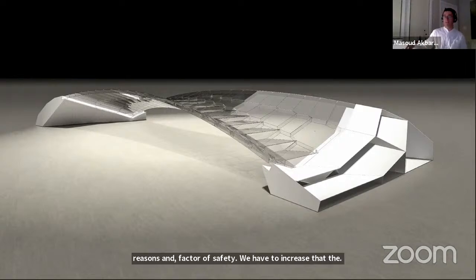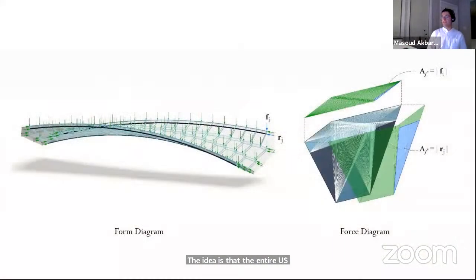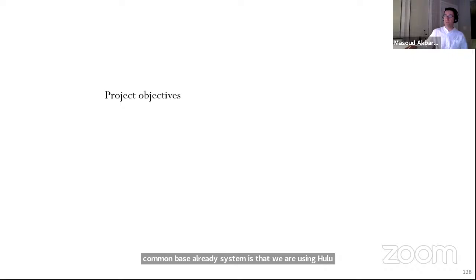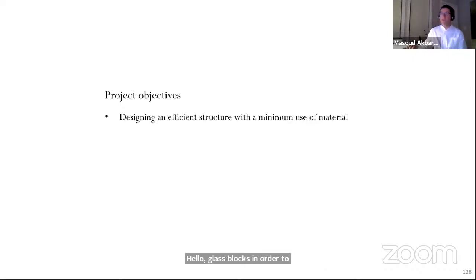The idea is that the entire structure of the glass has been designed as a spatial funicular network. It's a double layer network, and you can call it basically a sandwich system. But the most important thing compared to the common masonry system is that we are using hollow glass blocks in order to complete the project.